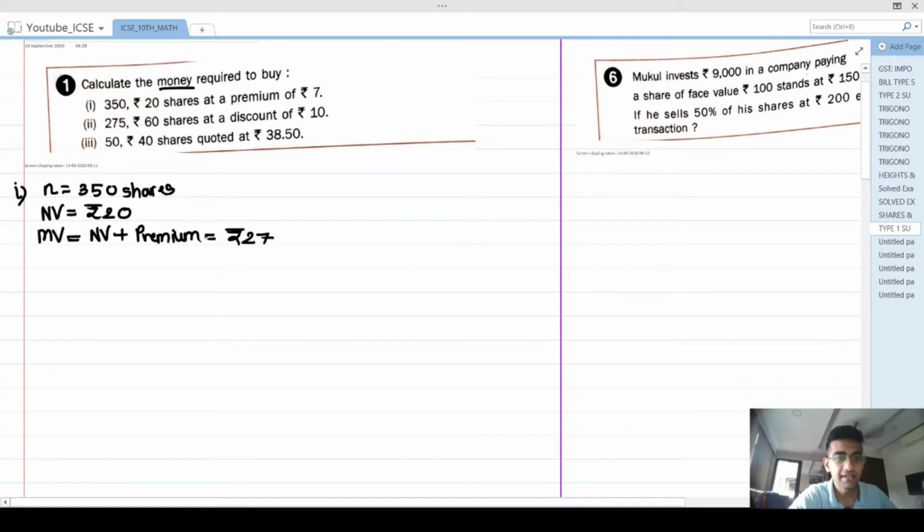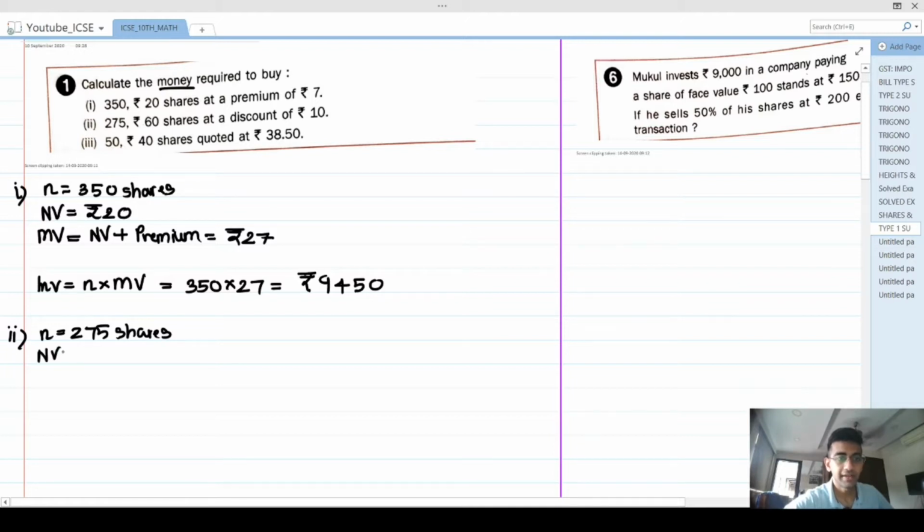Now it's very easy. So investment is equal to nothing but number of shares into MV. So that's 350 into 27. And this gives us rupees 350 into 27 turns out to be around rupees 9450.